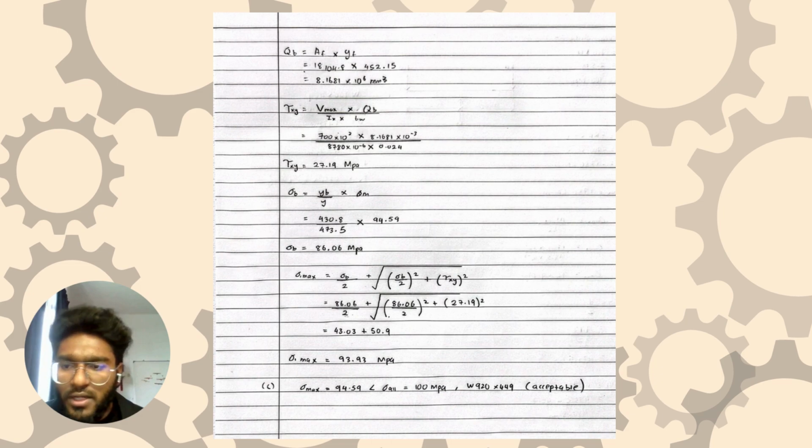combined bending and shear stress. Then we do the bending stress at the flange web. Then we combine the normal stress and find the principal stress. So we get the answer 93.93 megapascal.